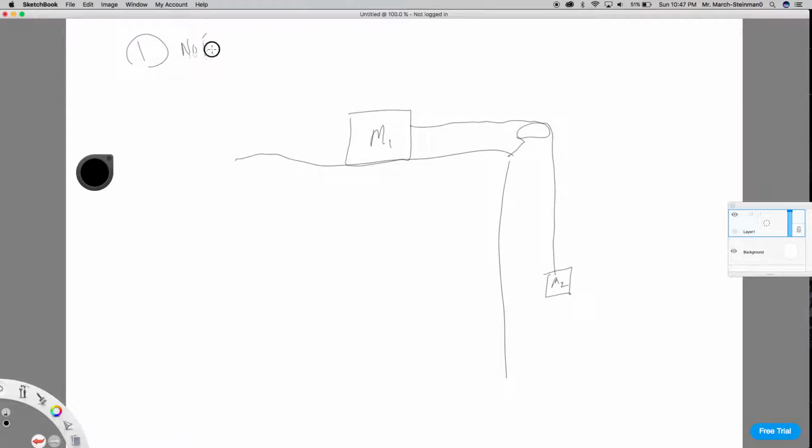So the question is, first, we have one case, no friction. Then we have a second case with friction, with the coefficient of friction both mu sub s and mu sub k.